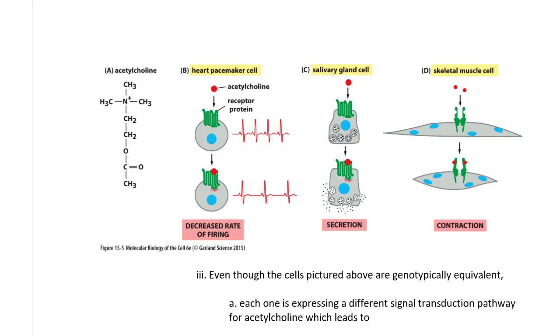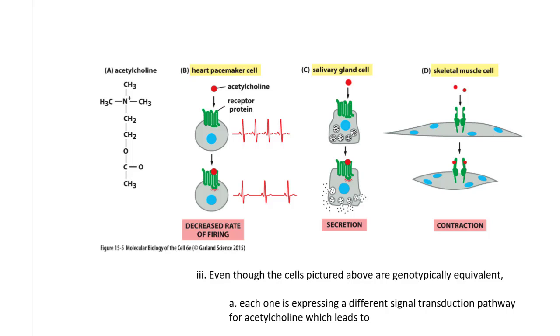In heart pacemaker cells, acetylcholine binding to an acetylcholine receptor will decrease the rate of firing of action potentials. In the case of the salivary gland, when acetylcholine binds to the acetylcholine receptor on the salivary glands, you have the secretion of saliva. In skeletal muscle cells, as we saw in section 2, when acetylcholine binds to the acetylcholine receptors, you have muscle contraction. Completely different responses, but the signaling molecule is exactly the same.